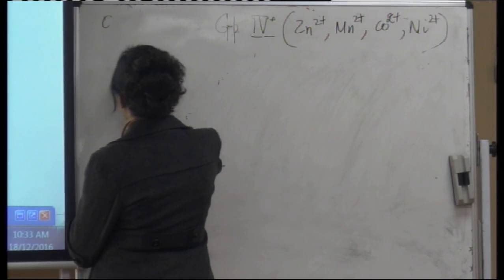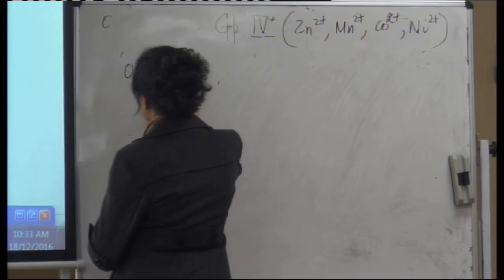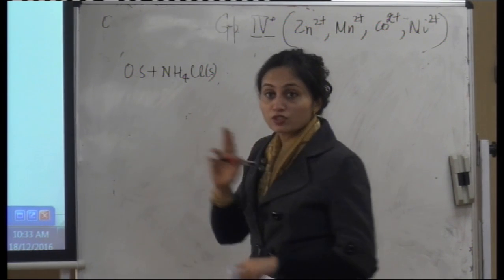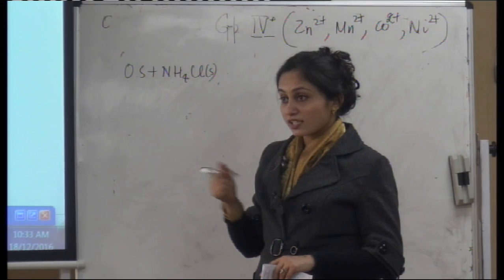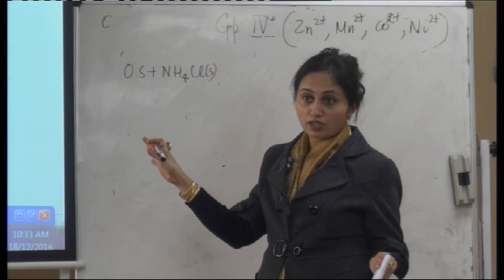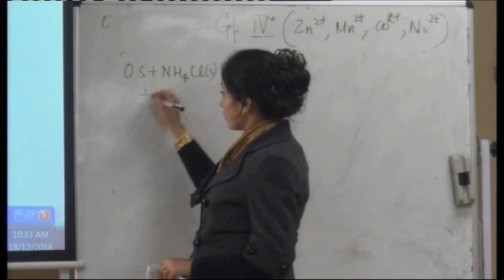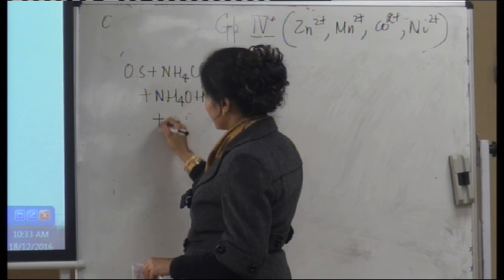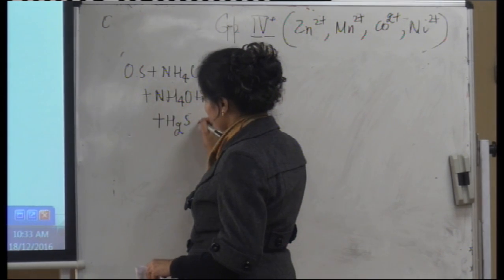So now what are you doing? To the original solution, what have you already added? NH4Cl solution, and the technique will just be the same. Your NH4Cl solution has to be in such a fashion that your original solution is completely saturated. Then you add NH4OH, followed by H2S gas.